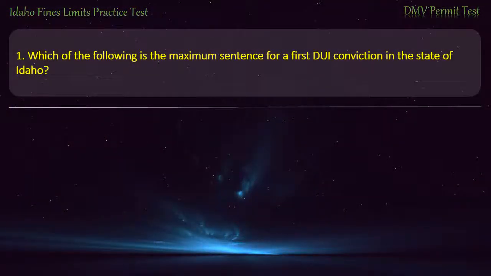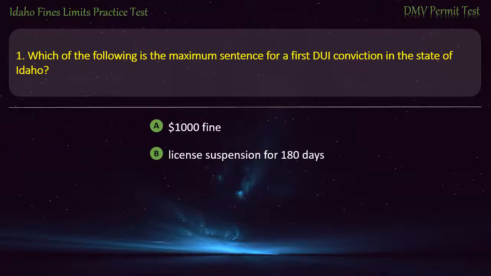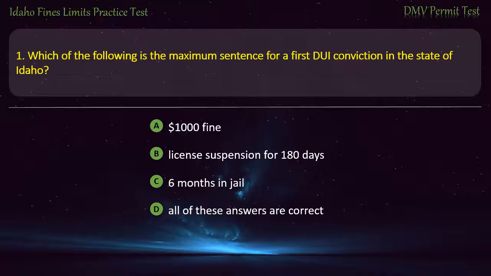Question 1. Which of the following is the maximum sentence for a first DUI conviction in the state of Idaho? $1,000 fine. License suspension for 180 days. 6 months in jail. All of these answers are correct. Answer. All of these answers are correct.